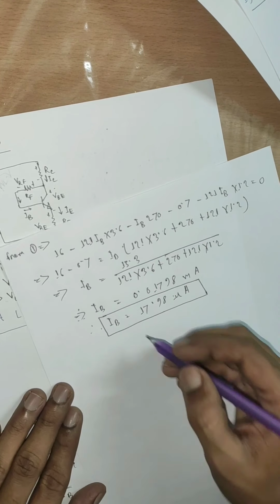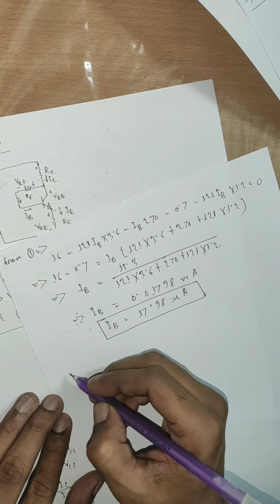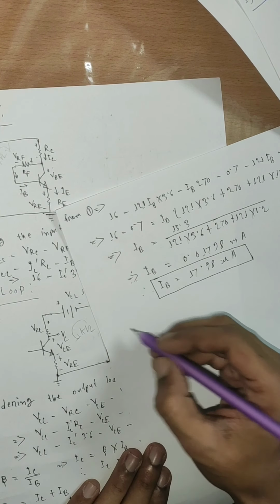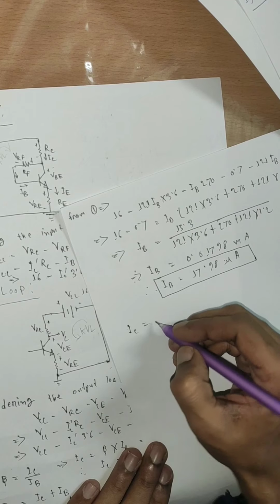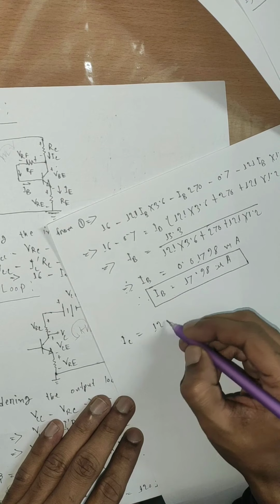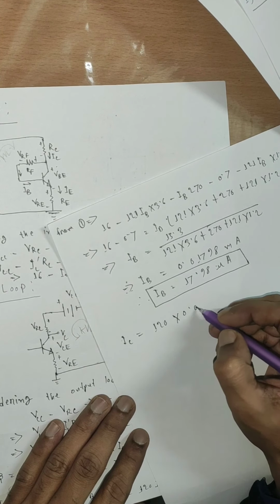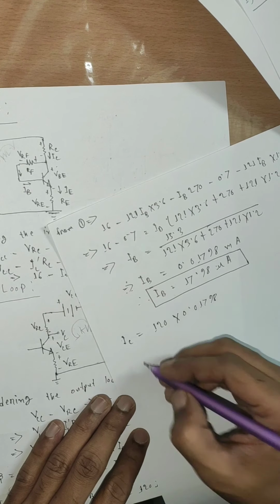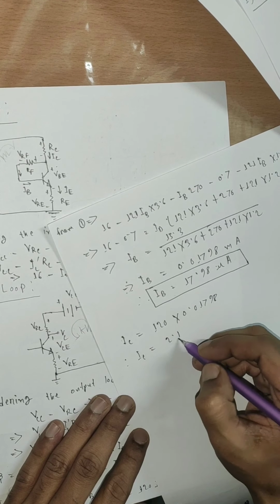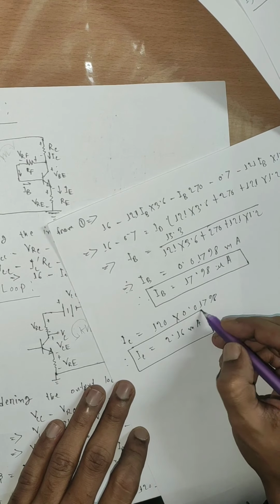Now we know IB. So since we know IB, we can also solve for IC. So IC will be equal to, from equation 3, 120 into 0.01798, and IC gives us approximately 2.16 milliampere. And now we know IC also.